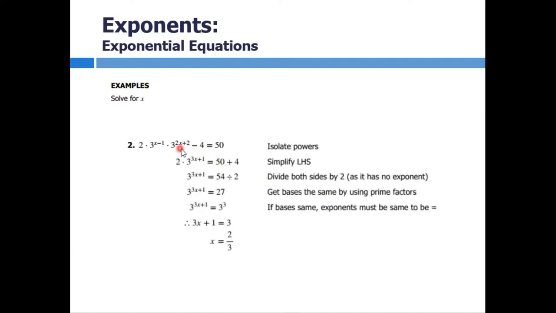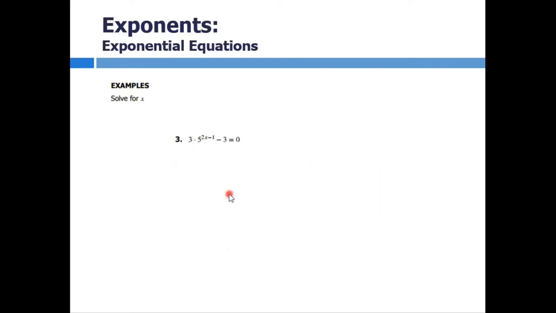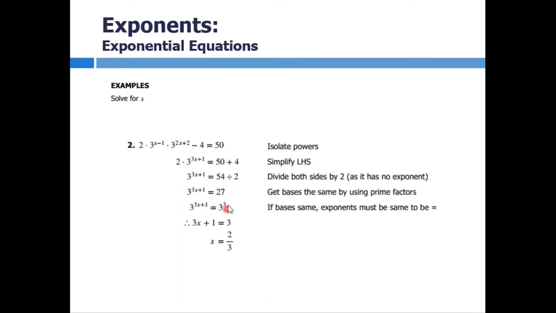Here we isolate the powers. The difference between this question and the last one: the x was in the base last time. Do you see this time the x is in the exponent? So we're still going to get the power on its own. What I mean by the power is the base with its exponent. But then on the other side, I need to have the same base. So the 27, I have to write it as 3 to the power of 3. Okay. Then when they have the same bases, the exponents must be equal as well. And then you just solve like a normal equation.